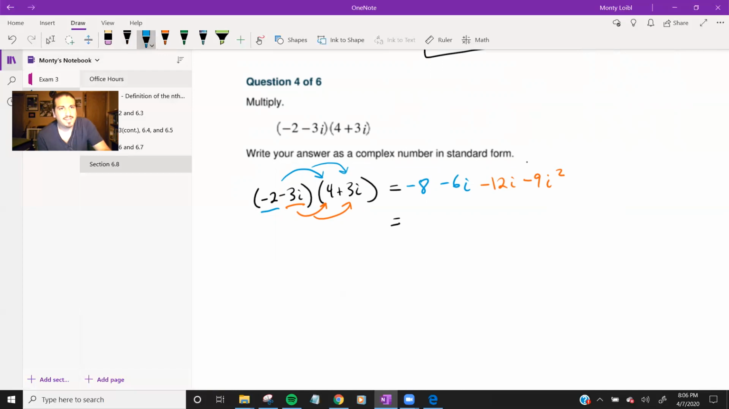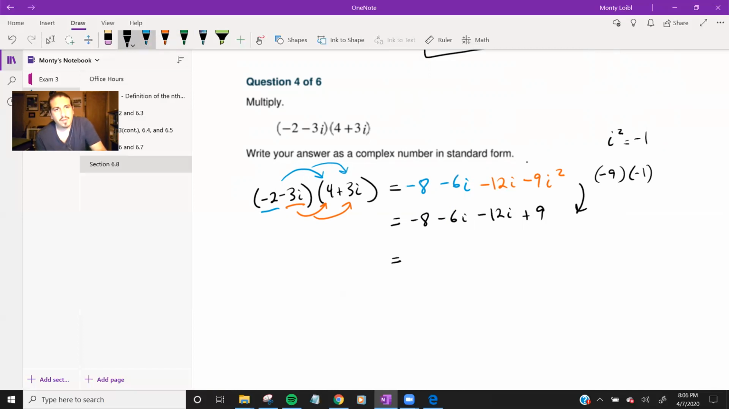we've got negative 8 minus 6i minus 12i. Now here, this is going to be a positive 9. Now why? Well, it's because, again, i squared is equal to negative 1. So that means we have negative 9 times negative 1, right? That is from there. So we get a positive 9.